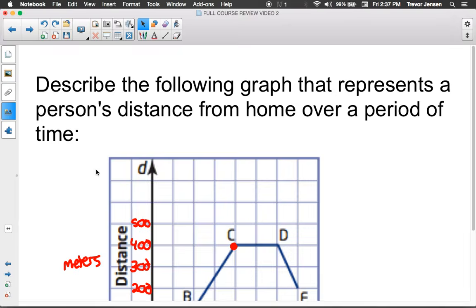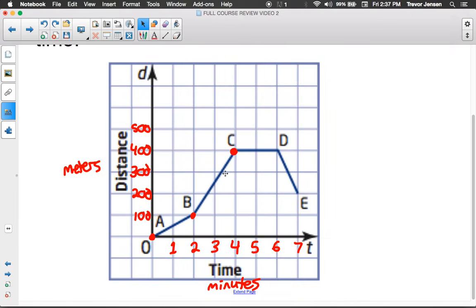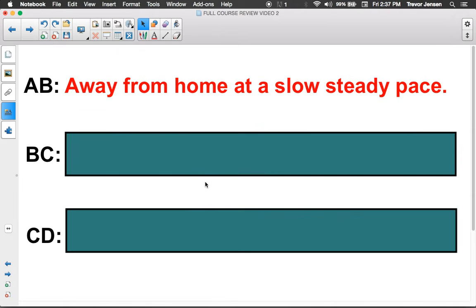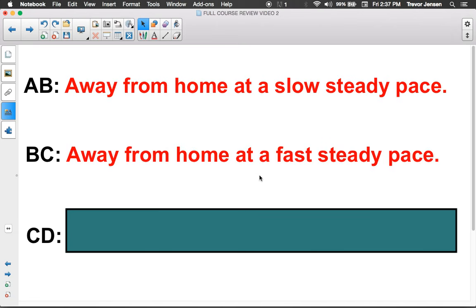And BC, the line is still going up to the right, but it's steeper. They're traveling a further distance in the same amount of time, so they're moving faster. So we'll say they're moving at a fast, steady pace away from their house. So away from home at a fast, steady pace.